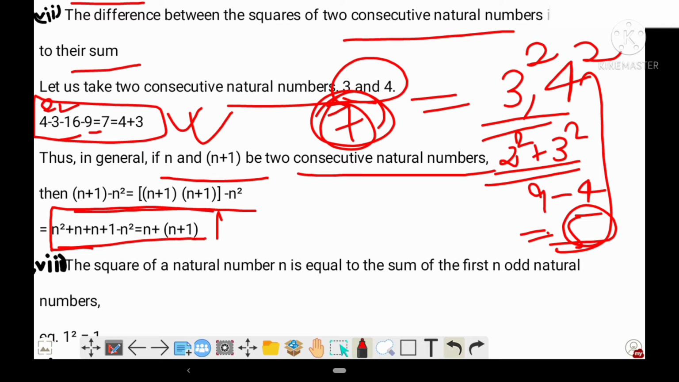यानी कि जब consecutive natural numbers को आप ऐड करोगे और उनके squares को आप एक दूसरे के साथ माइनस करोगे तो आपको same result मिलेगा as given in your book and as I have told right now.